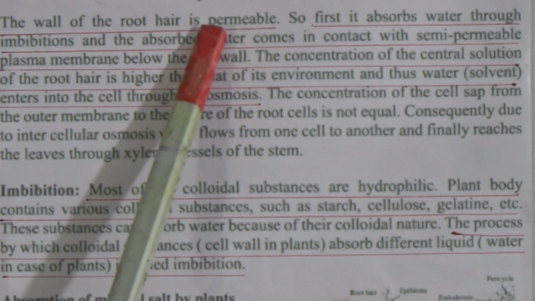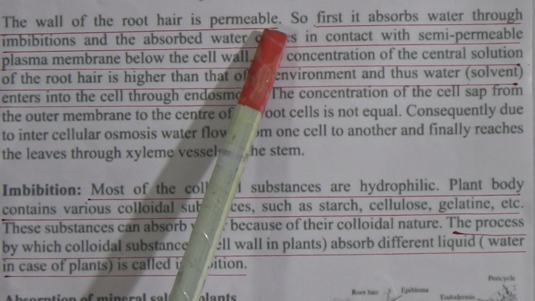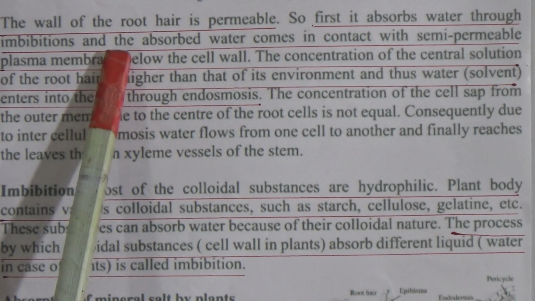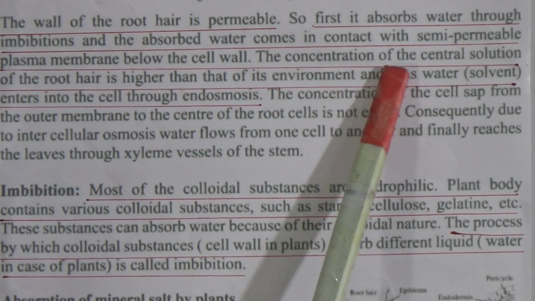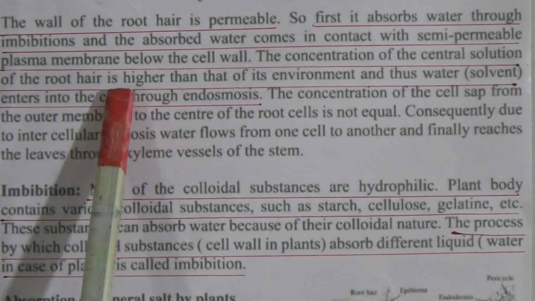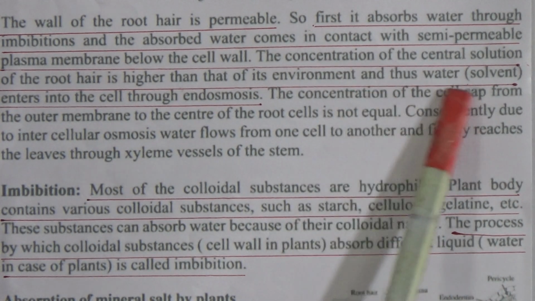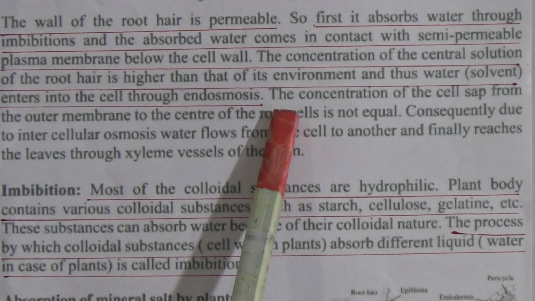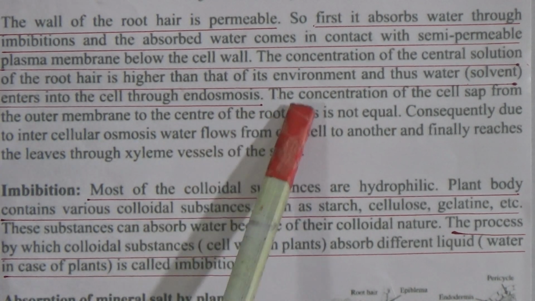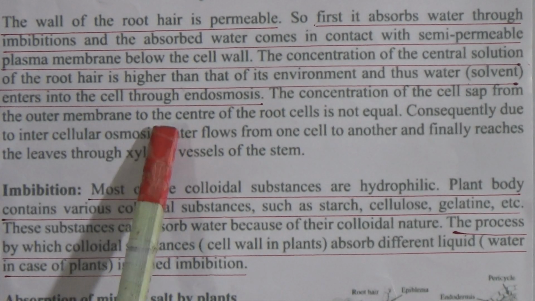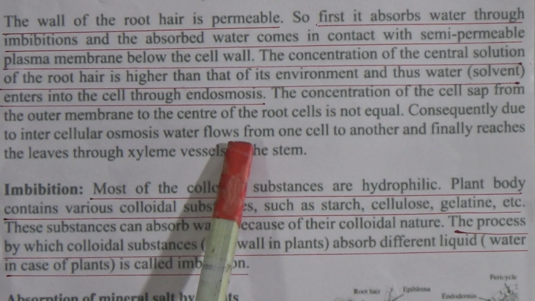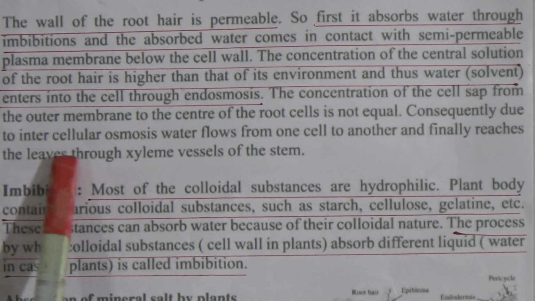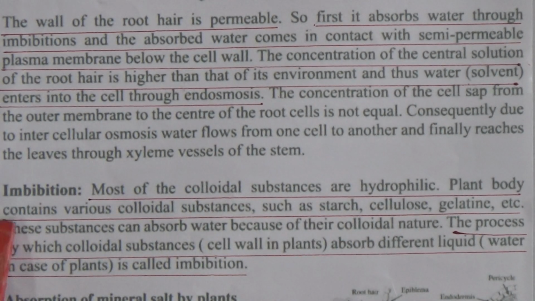Now come again to page number 29. The wall of the root hair is permeable, that's why osmosis cannot help there. So first it absorbs water through imbibition, and the absorbed water comes in contact with the semi-permeable plasma membrane below the cell wall. The concentration of the central solution of the root hair is higher than that of the environment, and thus water, that means solvent, enters into the cell through endosmosis. The osmosis that occurs inside the cell is known as endosmosis. The concentration of the cell sap from the outer membrane to the center of the root cell is not equal. Consequently, due to intercellular osmosis, water flows from one cell to another and finally reaches the leaves through the xylem vessel of the stem.